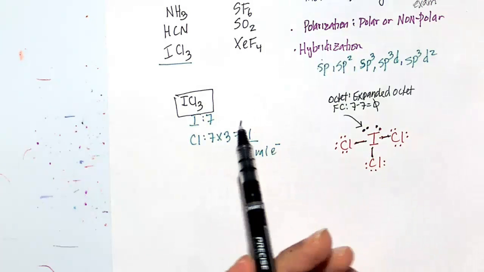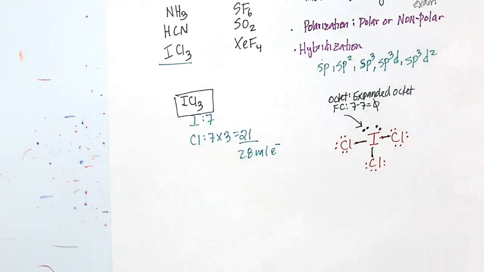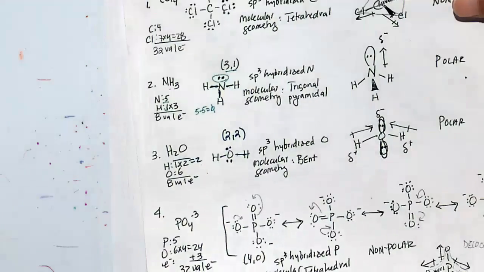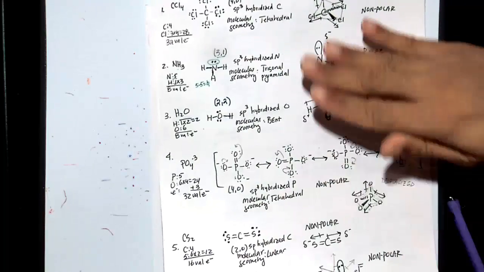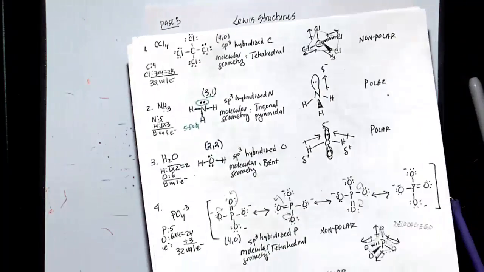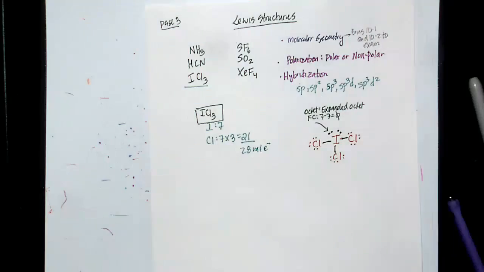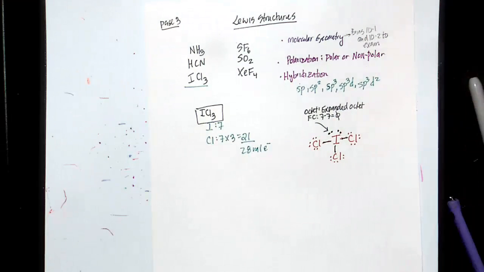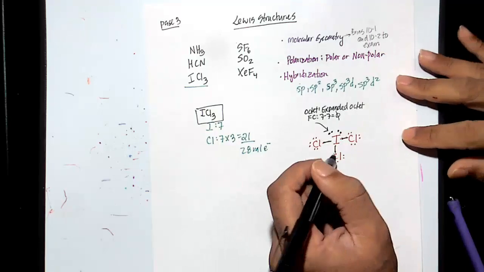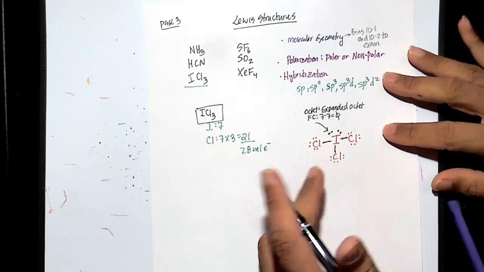Alright, so these are some of the Lewis structures that I want you guys to be really conversant, be very confident in. Also, the ones that are on your study guide in Blackboard. Okay, be confident in them. In terms of hybridization, polarity, and geometry. Okay. Wrap-up points on this one here.